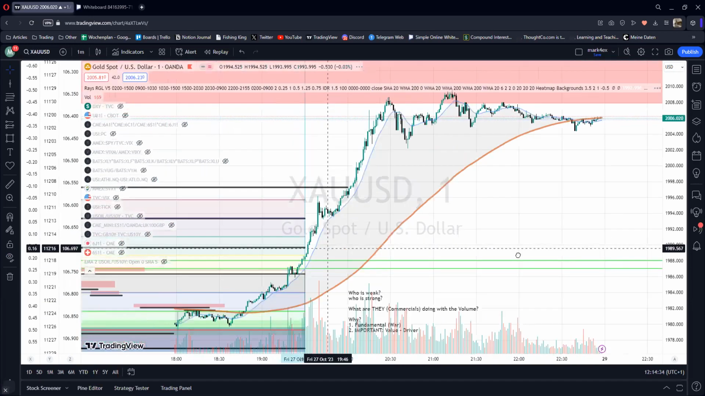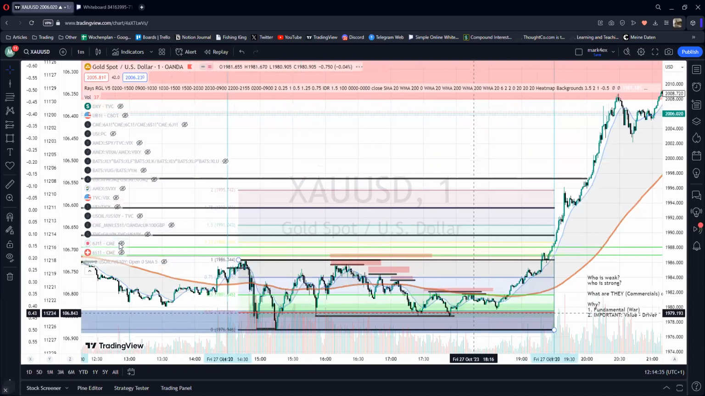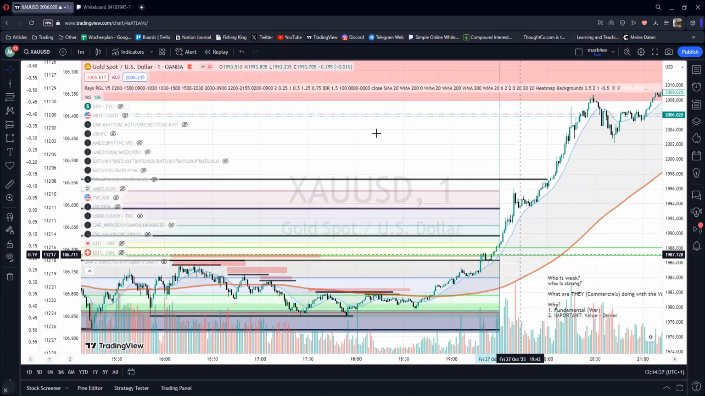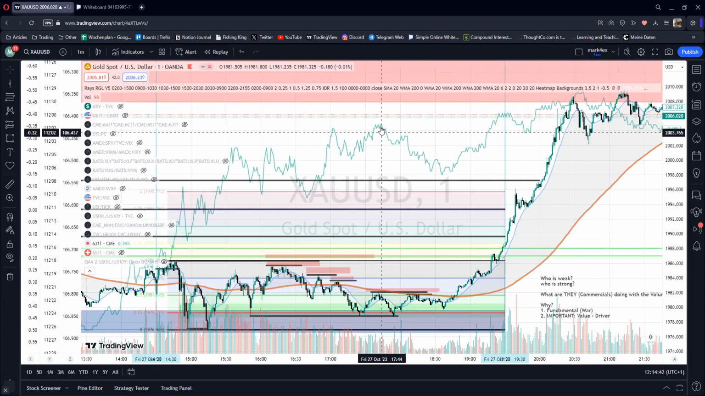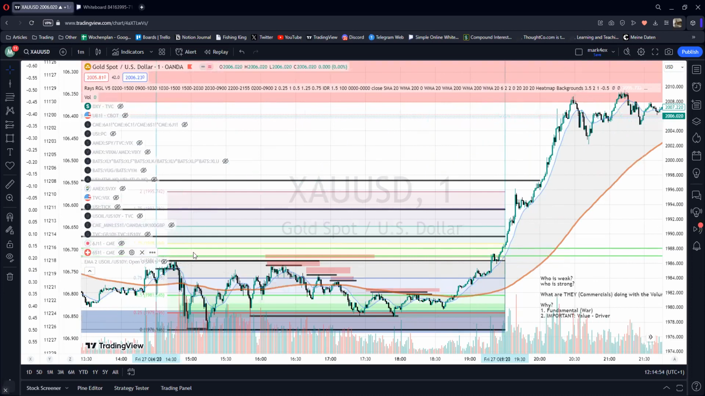We have a couple of drivers, and one could be the Japanese yen. The Japanese yen was bullish that day. So why shouldn't you be bullish on gold? Gold and Japanese yen go hand in hand, basically. Now there is war, and because of the war, we have to be careful with the whole value narrative. This is the big thing.